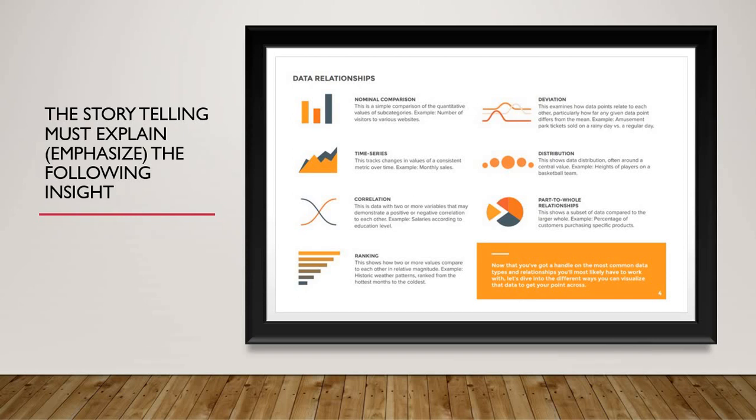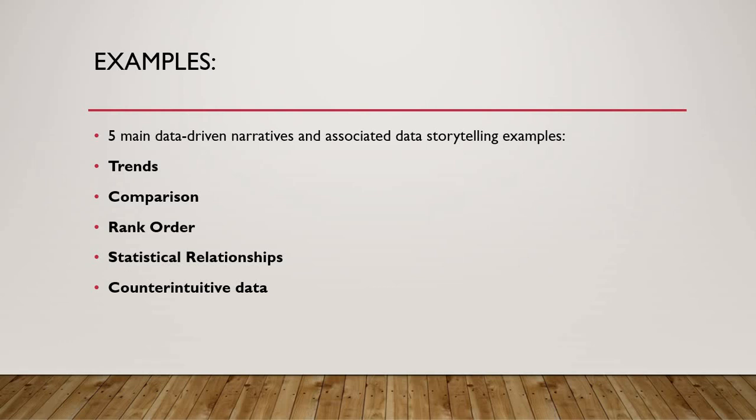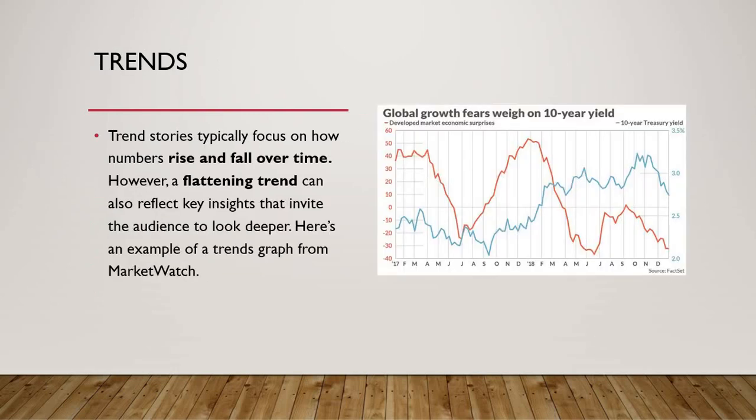Okay, so now that you have got a handle on the most common data types and relationship you will most likely have to work with. Okay, next. Examples. Yang ni adalah 5 main data-driven narrative and associated with data storytelling. Example, kita ada trend, comparison, rank order, statistical relationship and counter-intuitive data. Okay, ni adalah contoh-contohnya trend.